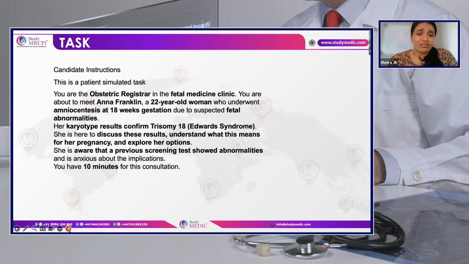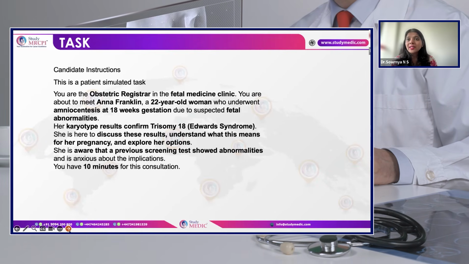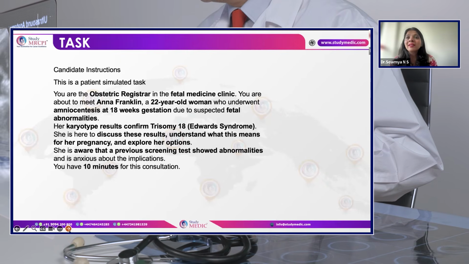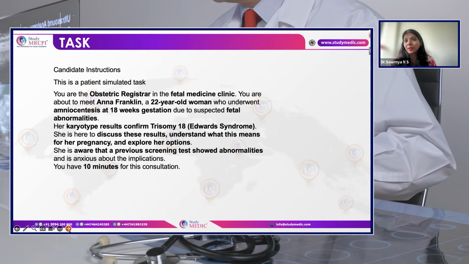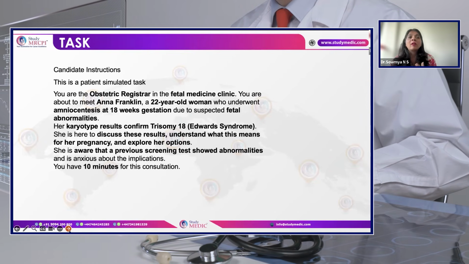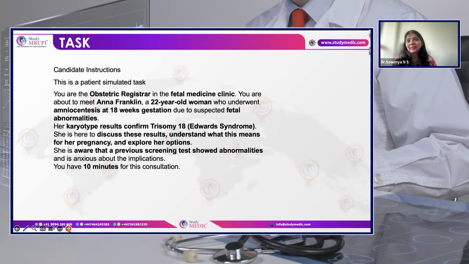Why us? Yes, Anna. The thing is, we cannot exactly say why this has happened, because you do not have any risk factors in your pregnancy which we can point out. Okay, so this is something which could happen for many women without any reason.